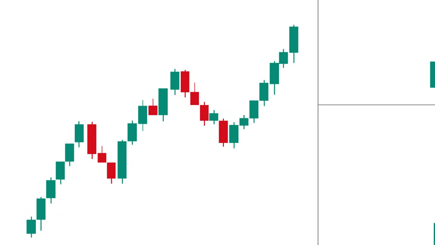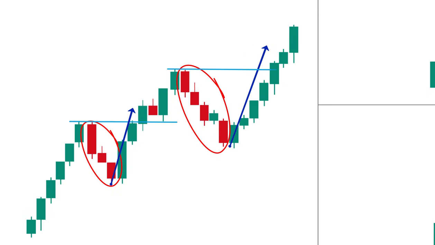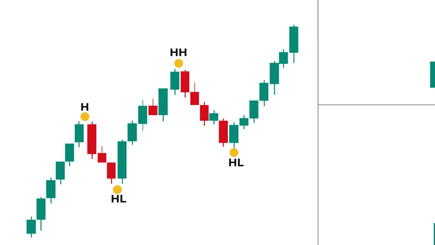Now compare it with this next example. Here we see a proper retracement, multiple red candles closing cleanly below multiple bullish candles, and then price continues upward. That is a valid pullback, and we can confidently mark it as a higher low.